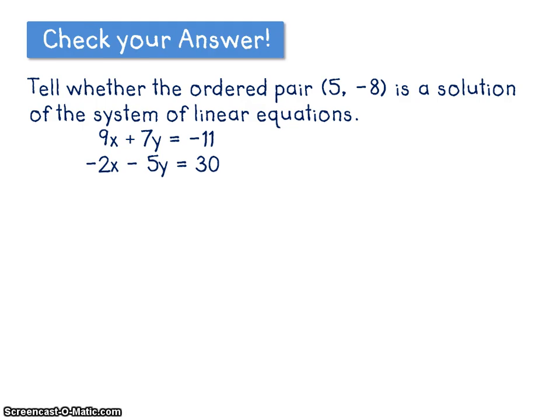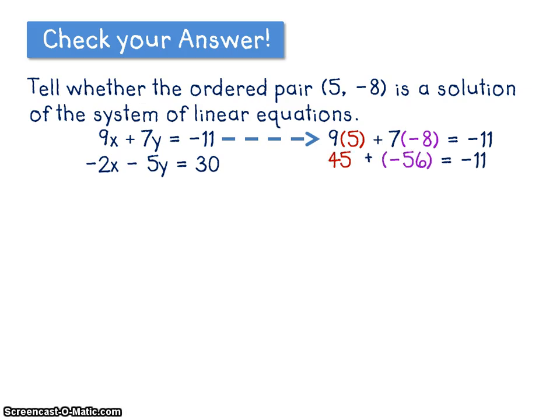Are you ready to check your answer? Okay, well first, we needed to substitute the x and y values of the point into the first equation. So 9 times 5 plus 7 times negative 8 equals negative 11. Simplify: 45 plus negative 56 equals negative 11. And negative 11 does equal negative 11, so we're halfway there. Now if the next equation is true, then it is a solution. If the next equation comes out to be false, then it is not a solution.